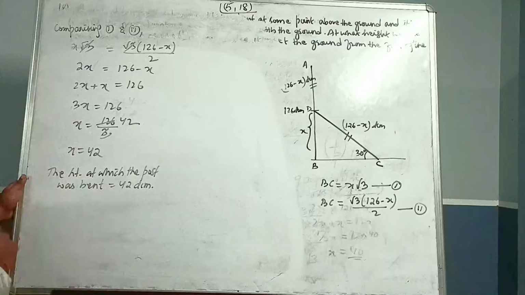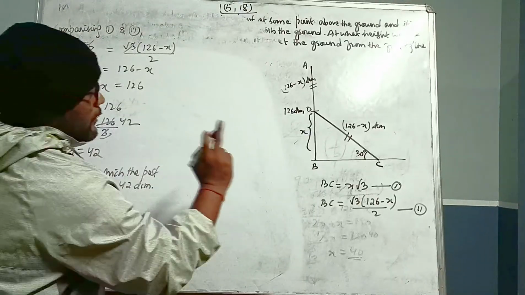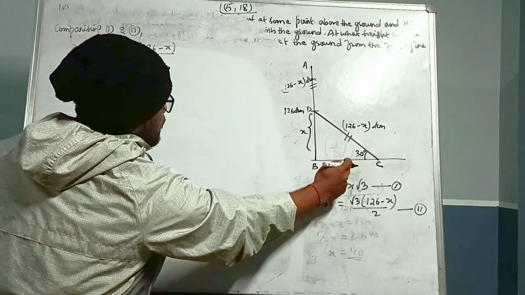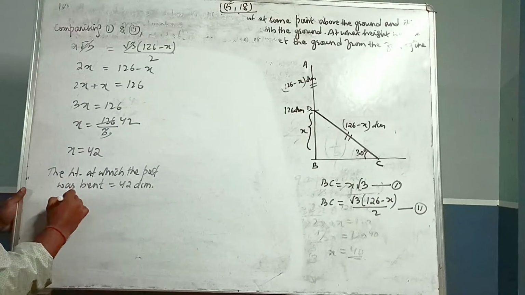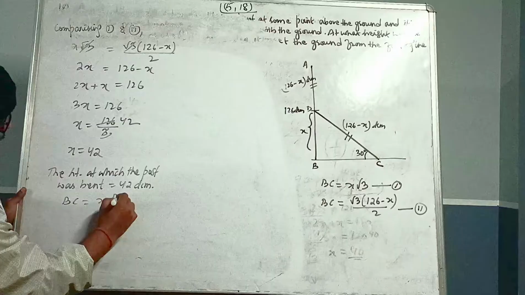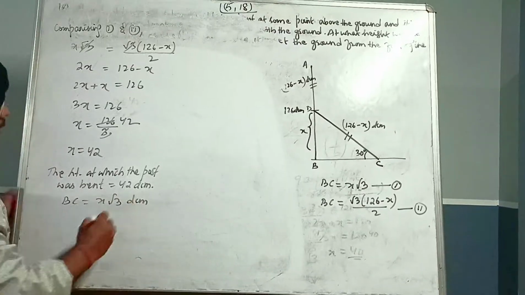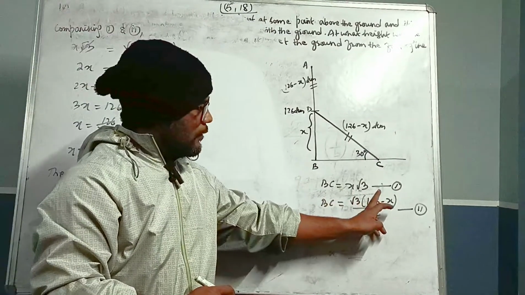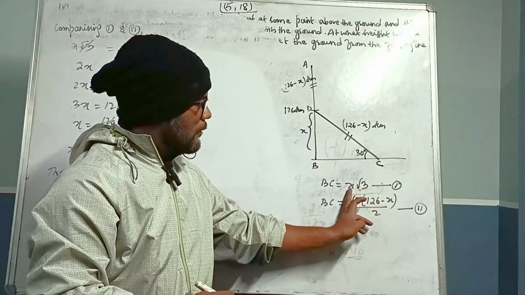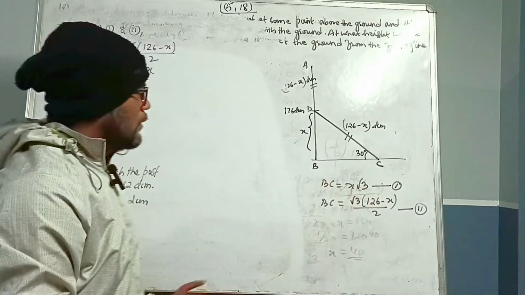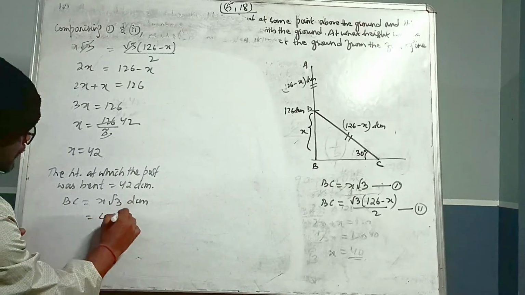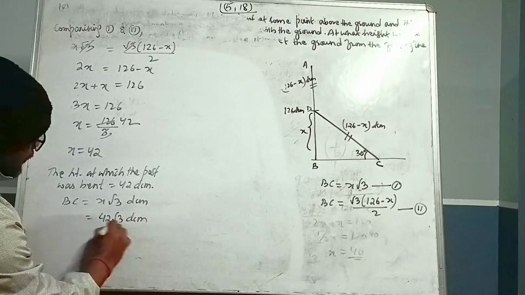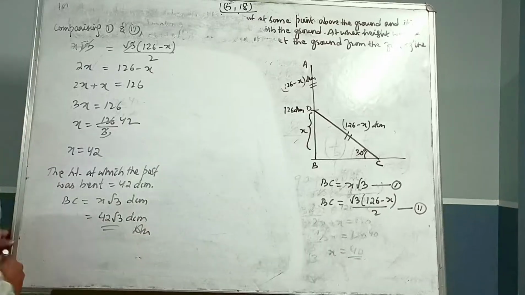And the distance between the foot and top of the post, which is BC. So BC equals x root 3 decimeter. You already have the expression of BC in equation number 1, which is x root 3. So what is the value of x? 42 root 3 decimeter. Clear? So this is the answer.